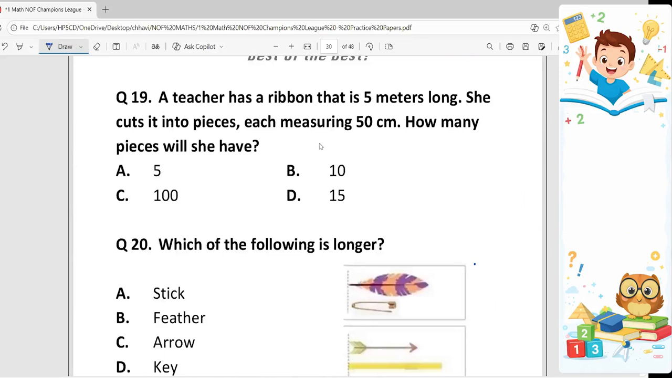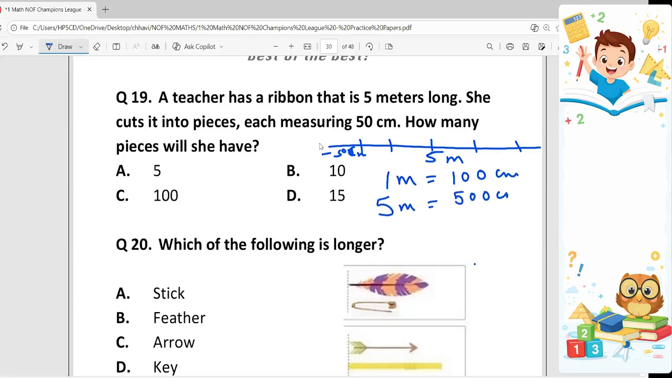19th. A teacher has a ribbon that is 5 meters long. She cuts it into pieces, each measuring 50 centimeter. How many pieces will she have? Now the ribbon is 5 meters long, and she cuts it into pieces. Each piece is 50 centimeter. Now how many pieces will she get? So what we'll do is, 1 meter is equal to 100 centimeter, isn't it? So 5 meter is equal to 500 centimeter. Now this unit is centimeter and this unit is centimeter. Now they came into the same, common unit.